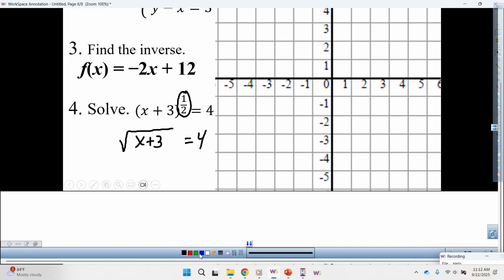Next, to solve for x, we need to leave x by itself. So what is the inverse of a square root? What cancels a square root? Very good, an exponent of 2. Do that to both sides. This cancels that. We're left with x plus 3 equals 16. And last but not least, subtract 3: x equals 13.